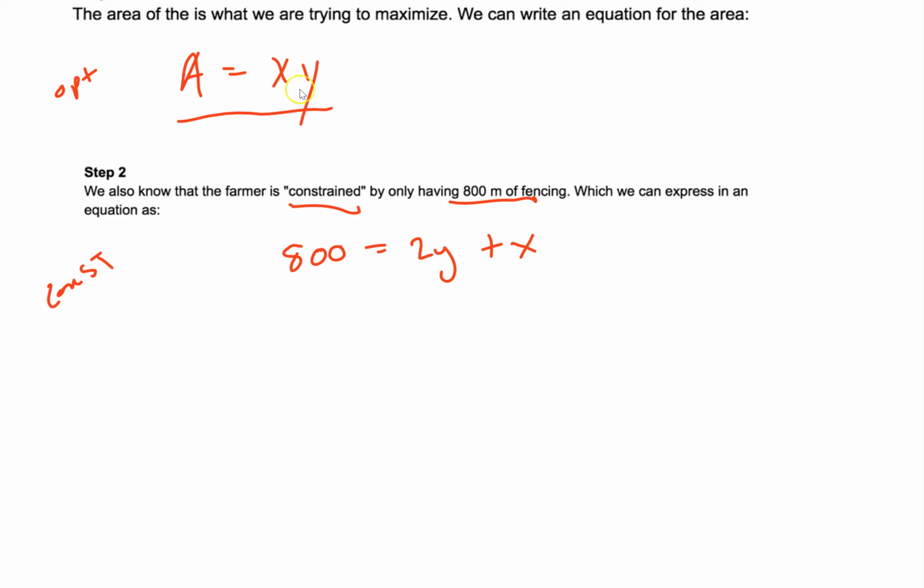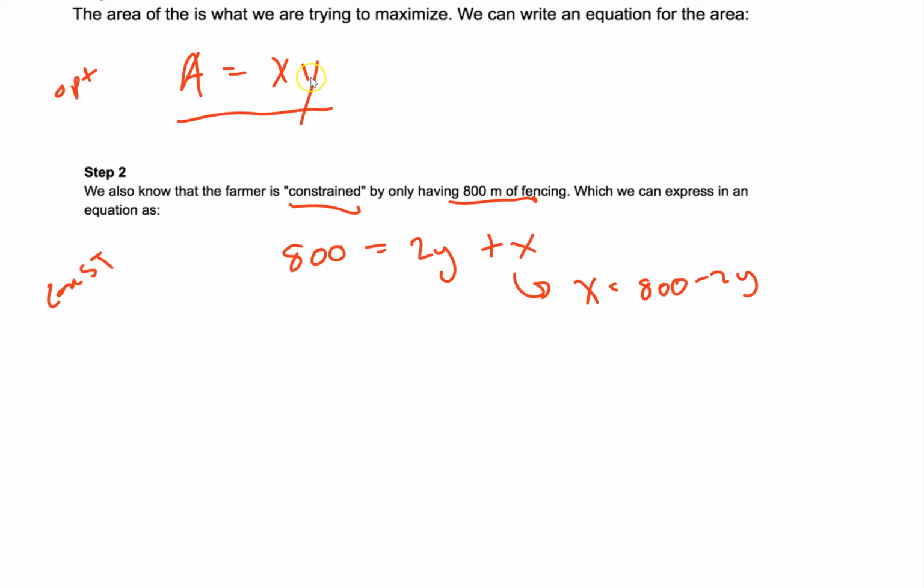And all we need now is algebra. I don't want two variables here, I want one, so solve for a variable here. The easiest way is to solve for x. In this case, sometimes it might be y. It doesn't really matter which one you solve for. So in this case, to solve for x, subtract the 2y. So you get 800 minus 2y is x.